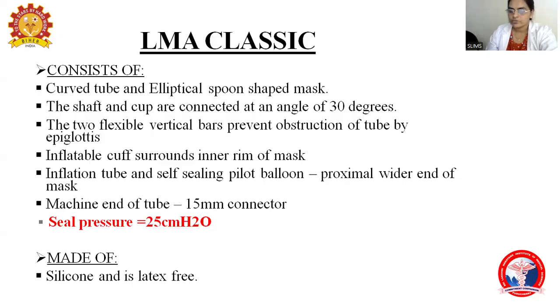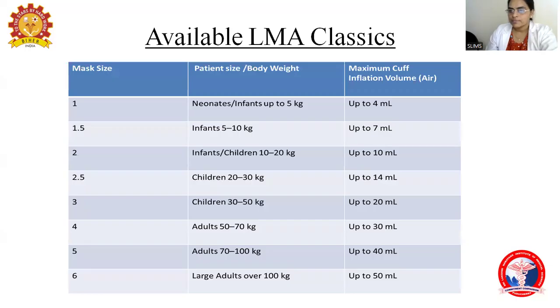And the seal pressure is usually 25 centimeters of water. It is made of silicone, which is latex free. These are the different available sizes of it. These are the available classic LMAs. Mask size ranges from 1 to 6, and it can be used from neonates to adults. And the appropriate cuff pressure is given inside that.